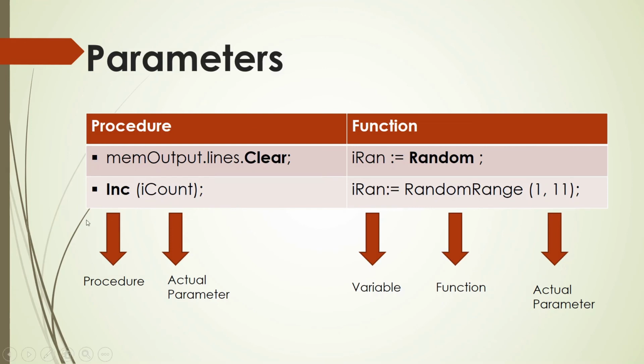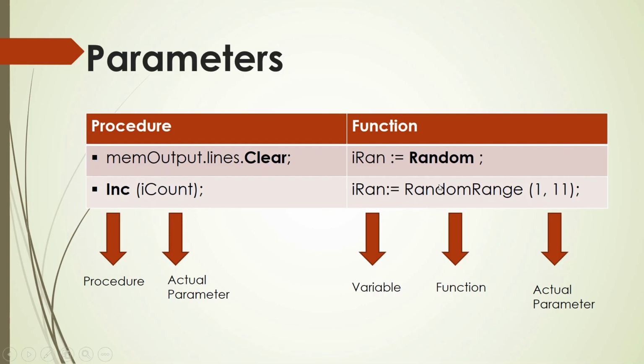Let's look at the second example. In my second example for a procedure, inc is going to increment the value of iCount by 1. The value that is stored in the variable iCount is the variable that is going to be incremented by 1. So I am bringing in a value into this procedure. This value that is being brought into the procedure is called an actual parameter.